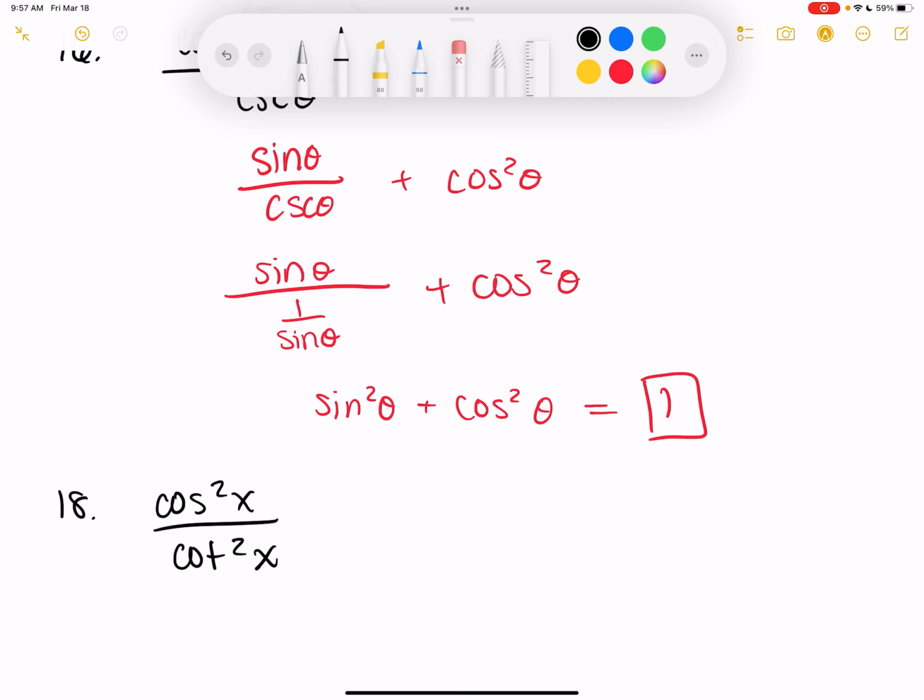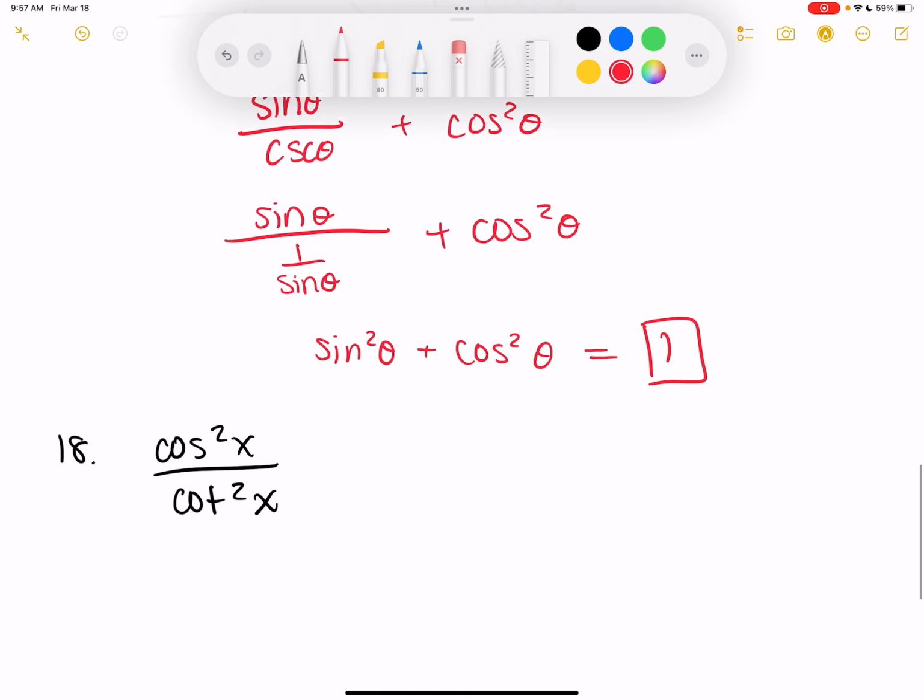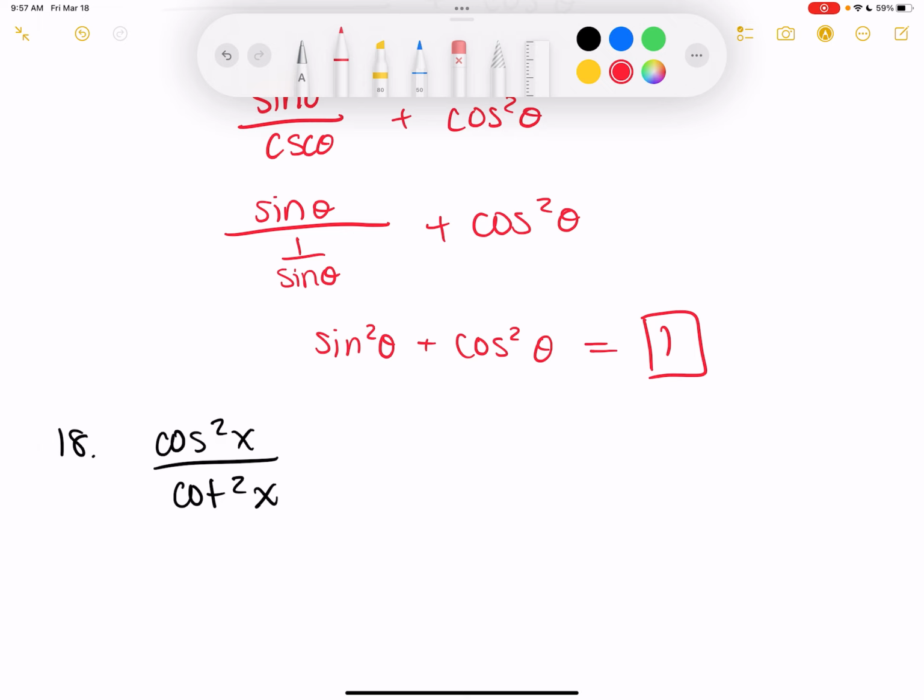Yes, I like it. All right, cosine squared of x over cotangent squared of x. Let's see what we can do. Okay, let's think about something you could rewrite. First of all, you can rewrite the cotangent squared of x as 1 over tangent, or 1 plus... When you're thinking about how to rewrite it, you want to see what else you have in your problem. So what other thing do we have in our problem?